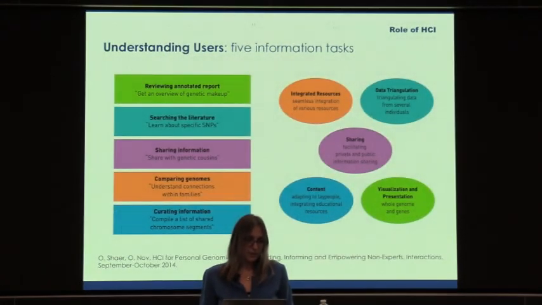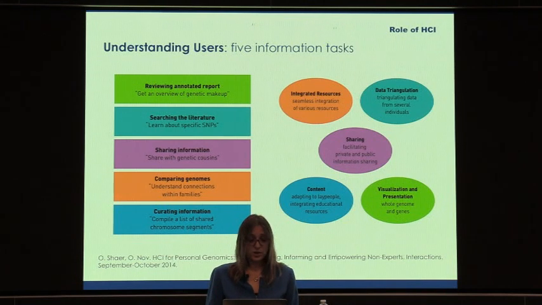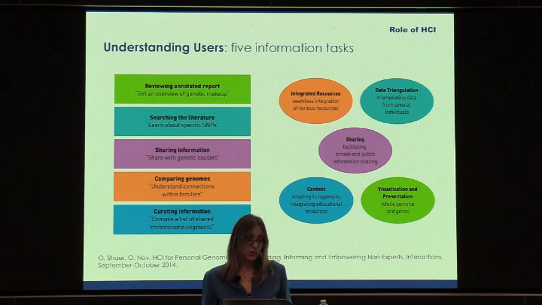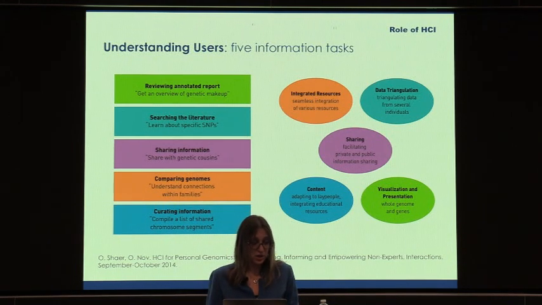And from in-depth interviews that we conducted with Personal Genomes volunteers, who, as I mentioned, are early adopters and can be considered expert users, and with a survey that we conducted, we identified 5 information tasks. The first one has to do with reviewing an annotated report, as one user mentioned, just to get an overview of genetic makeup. The second is searching the literature, to learn about specific SNPs or specific gene variants.